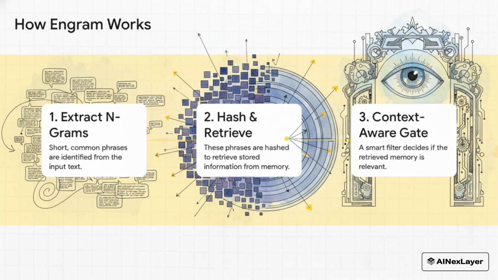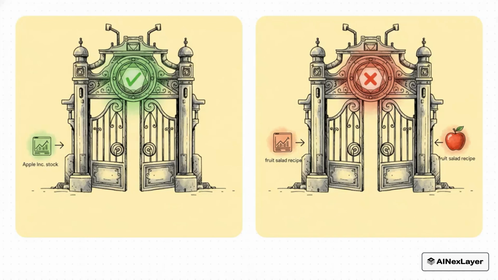But here's the genius part. A smart gate then looks at that retrieved memory and asks, hey, does this actually make sense right now? And that gate is what makes this whole system work without messing everything up. It gets the context. So if you're talking about Apple Inc. stock, the gate is like, yep, makes sense, and it lets the memory about Apple the company through. But if you're talking about a fruit salad recipe, the gate sees the word Apple, looks at the memory for Apple the company, and goes, nope, that's not right, and it blocks it. It prevents the AI from making really dumb, out-of-context mistakes.